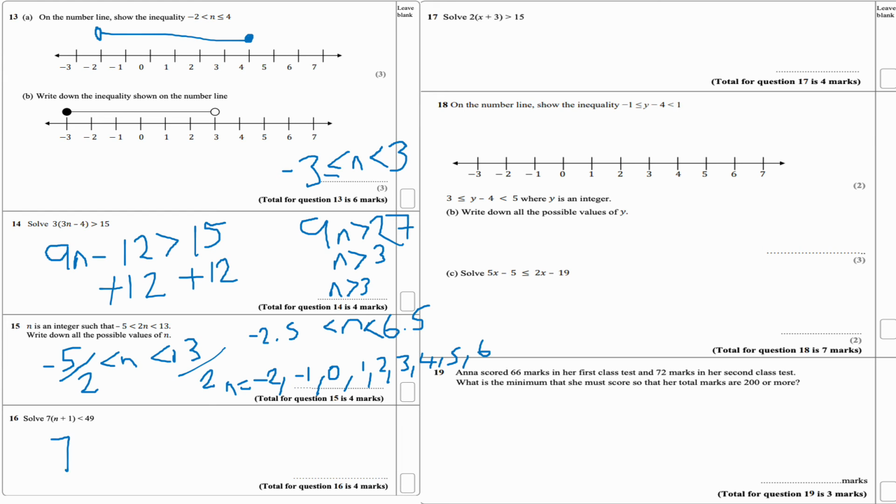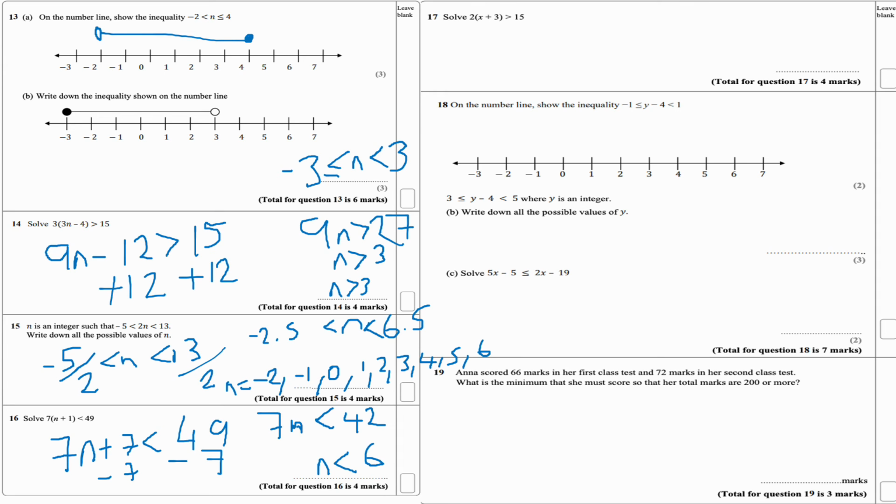Well, expanding my bracket, I get 7n plus 7 is less than 49. Subtracting 7 on both sides, I get that 7n is less than 42. Dividing both sides by 7, because 7n means 7 times n, so the opposite is dividing. Okay, n is less than 6.